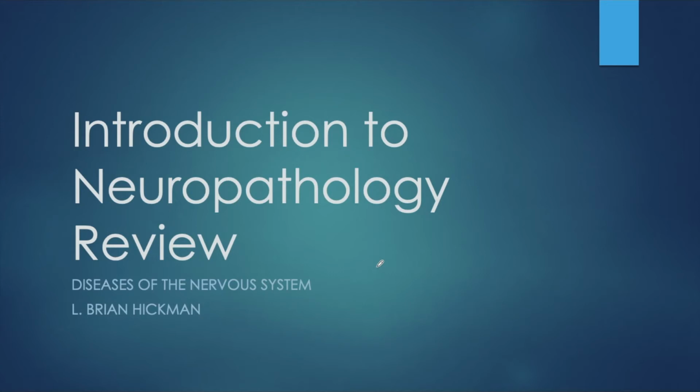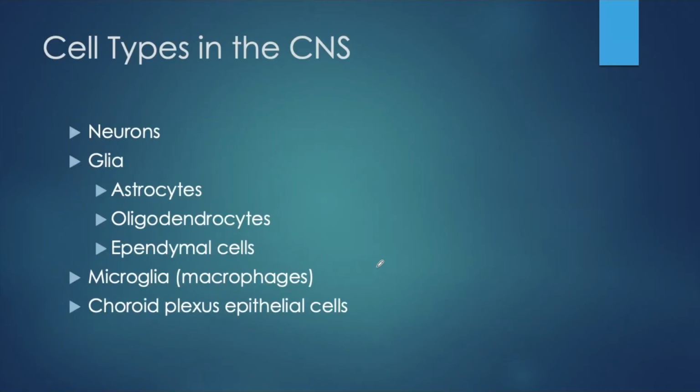Let's discuss neuropathology. There are several types of cells in the brain that are worth reviewing. Neurons are the primary information transmitting cells in the CNS. Glia are important supporting cells that help to maintain neurons. Astrocytes, oligodendrocytes, and ependymal cells are the major types of glial cells. Microglia are not truly glia per se, but are actually immune cells from the macrophage lineage. Choroid plexus epithelial cells are a type of epithelium in the ventricles that make CSF.